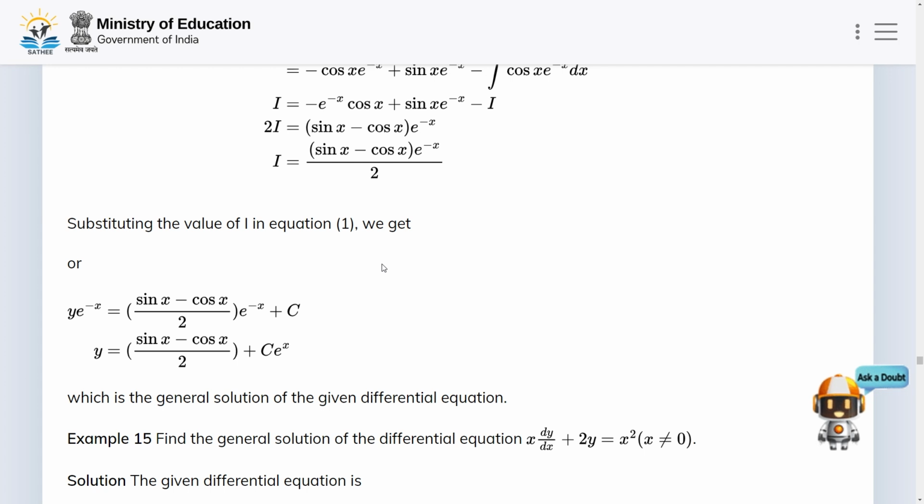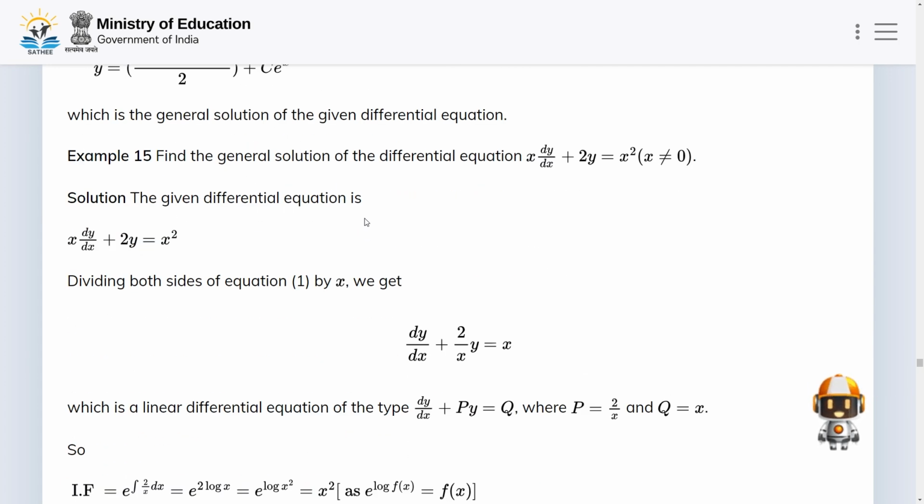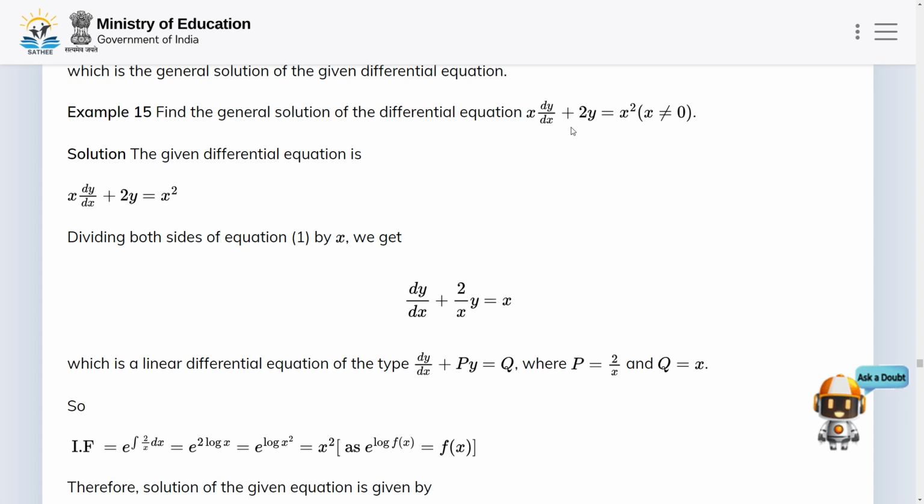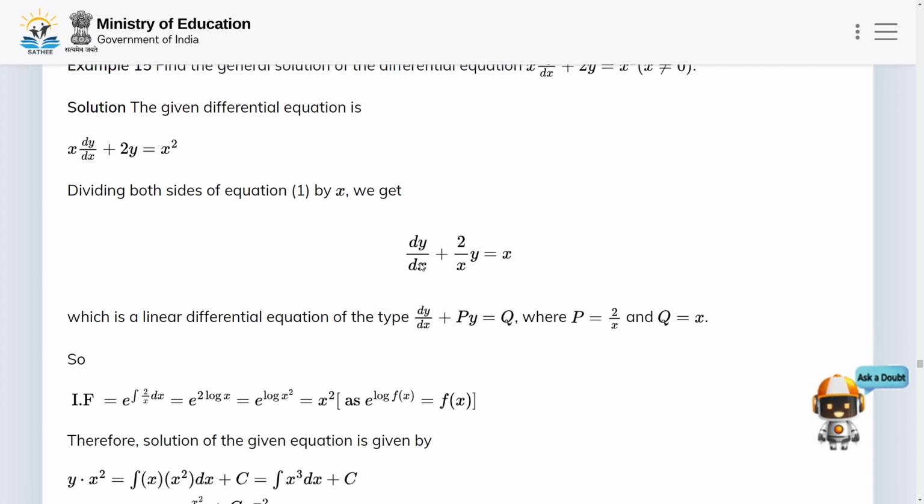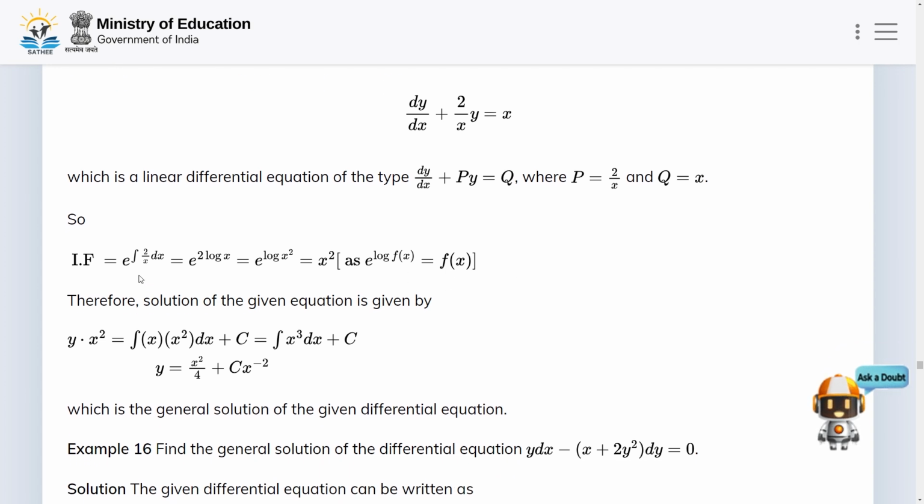Now, next example. Solve this. First of all, try to make it in the standard form, which is dy by dx plus py is equal to q. So divide by x on both sides. You will get dy by dx plus 2 multiplied by y by x is equal to x. This means p will be 2 by x, q will be just x. So the integrating factor will be e power integration of 2 by x dx, so it will be e power log x square. This means just x square, using the log property.